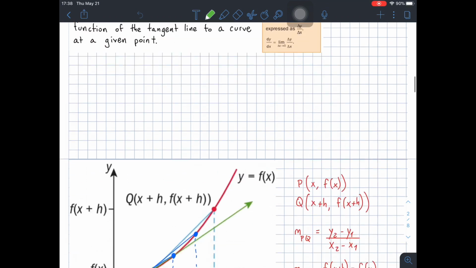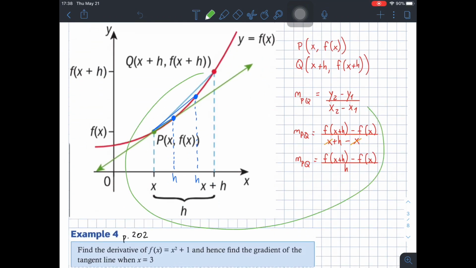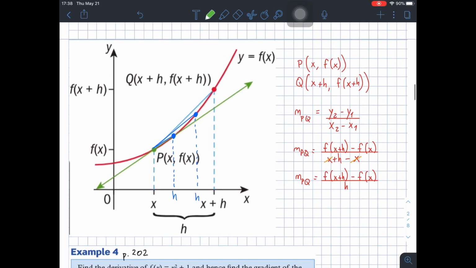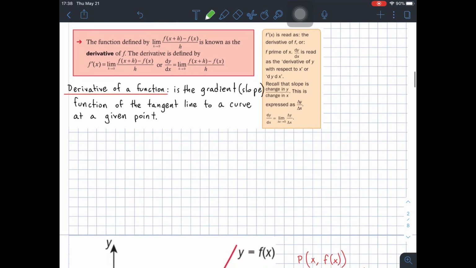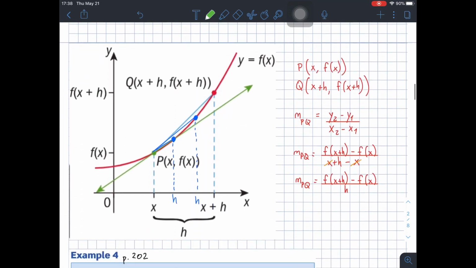We made the demonstration about where that comes from. We did this explanation over here in order to determine that definition, which we informally defined as this: the derivative of a function is a gradient or slope function of the tangent line to a curve at a given point. That's the definition of the derivative of a function.